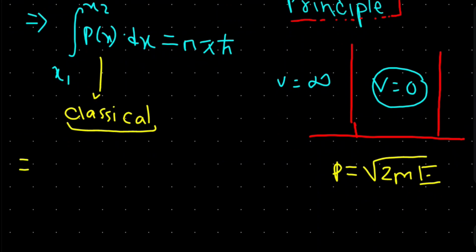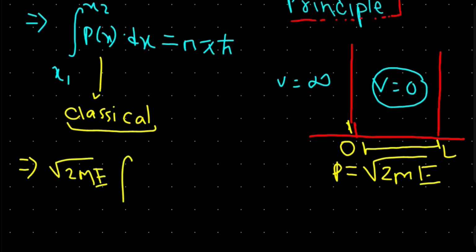Here this momentum is constant. So let's see how we are going to derive this. If you put down the value of momentum as root 2me, as energy is not a function of x, this momentum is constant, so we can take it out of the integral. And the limits: the length of this well is L, so from 0 to L. Now you will get root under 2me times the integral of dx from 0 to L, equal to n pi h bar.